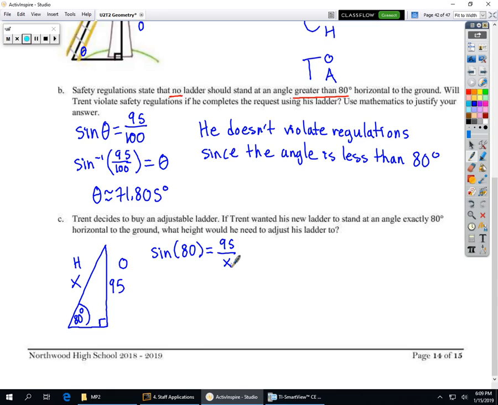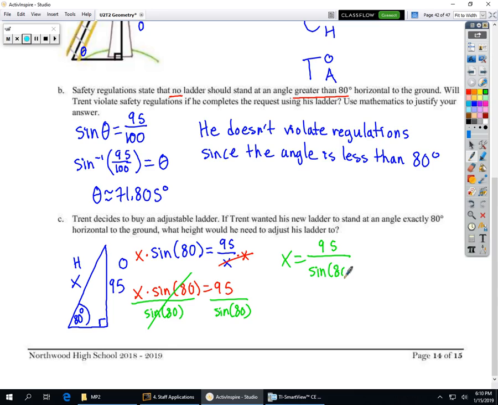This is one where I have X in the denominator. So how do I get rid of X in the denominator? Multiply X to both sides. This cancels. I'm left with X sine 80 equals 95. Now I need to divide sine of 80 from both sides. Left with what? X equals 95 divided by sine 80.